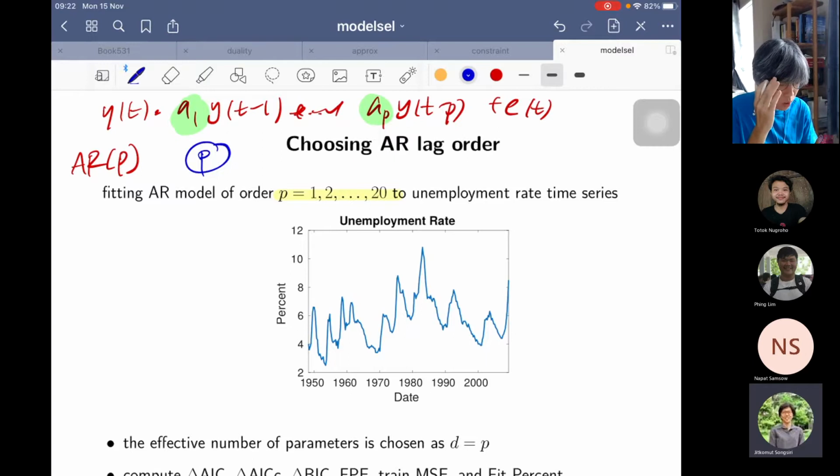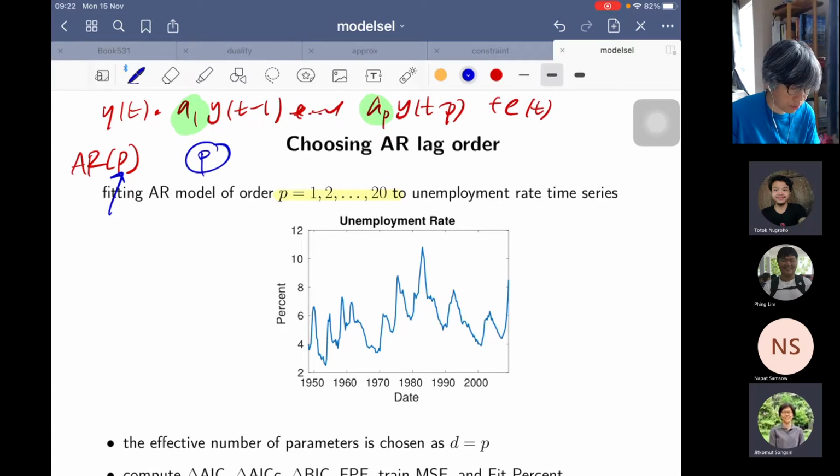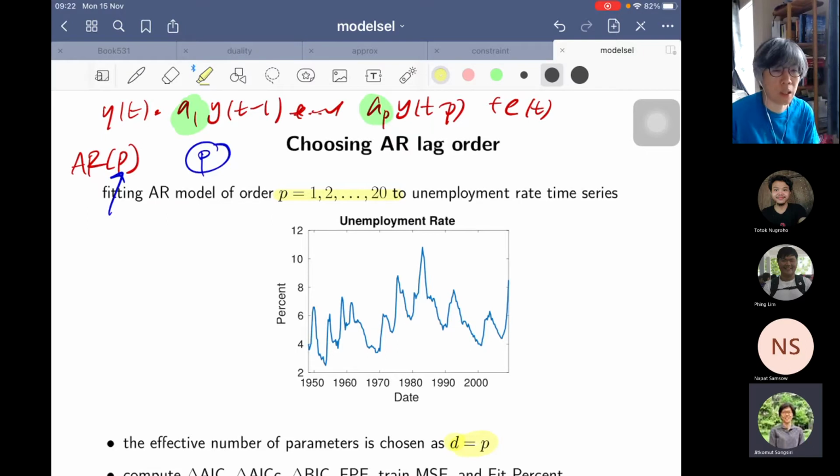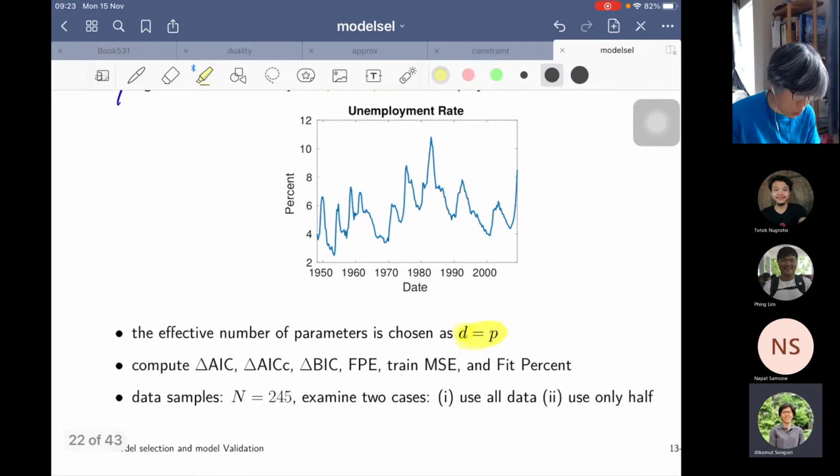So if we have a certain value of P, how many parameters in total? P number of parameters. So with the AR model, the effective number of parameters is chosen to be P, right? Because that's straightforward. We have P parameters, so the effective number of parameters should be P. And we do the same: we compute the model selection scores, FPE, train MSE, and fit percent.